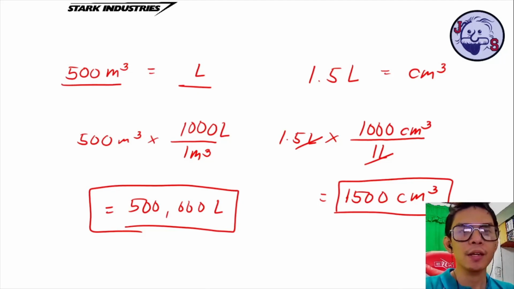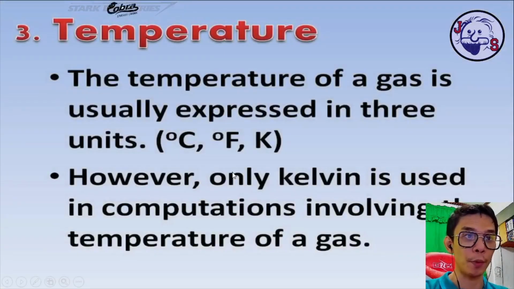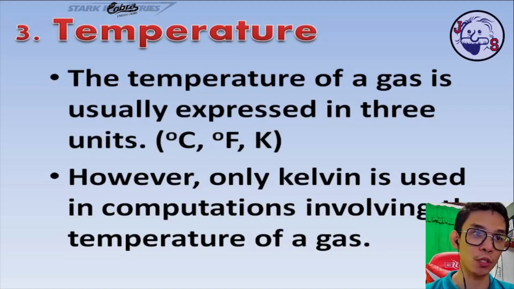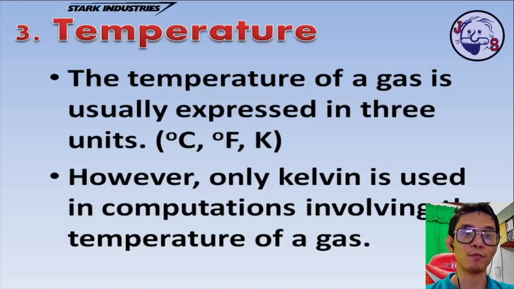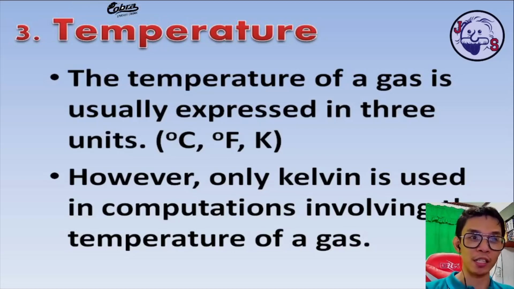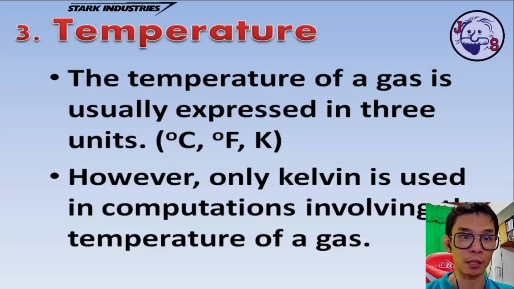Up next is the next measurable property, called temperature, expressed in 3 units: degrees Celsius, degrees Fahrenheit, and Kelvin, where there is no degrees in Kelvin, so Kelvin only. What is temperature? This is the average kinetic energy of the molecules in your system. The greater the kinetic energy, the greater the temperature.